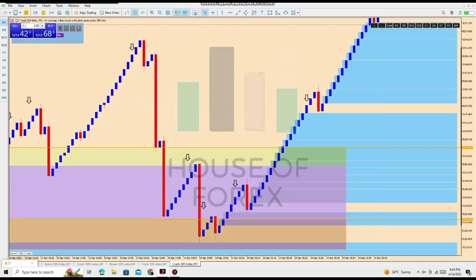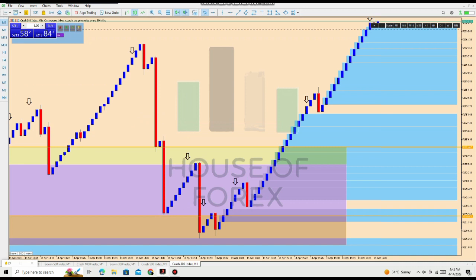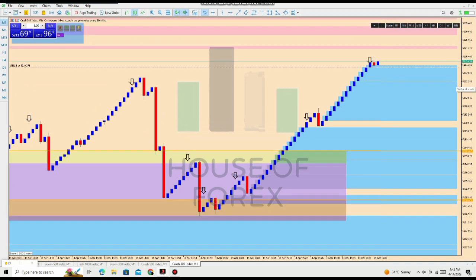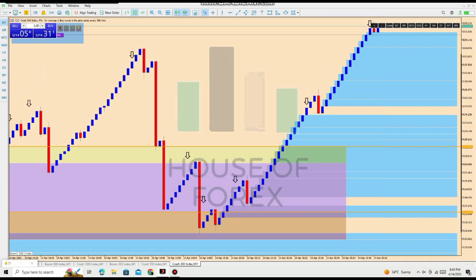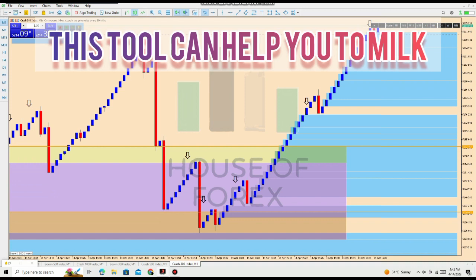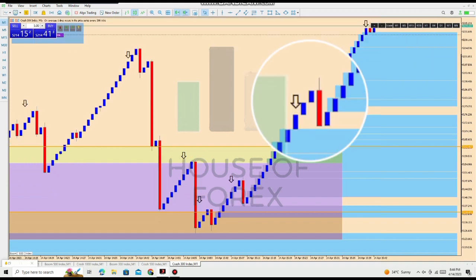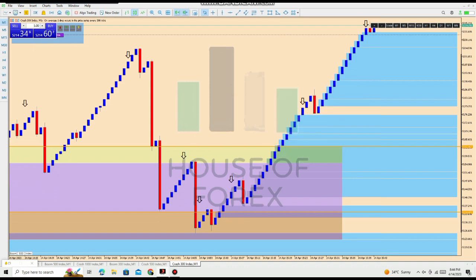Okay, above is the scale tool which helps us to scale the chart. Look here, you may zoom this as much as you wish. 3 candles stop loss, waiting for a spike.